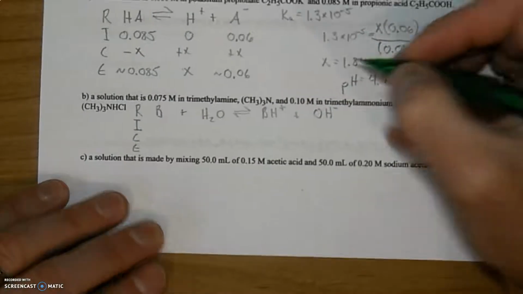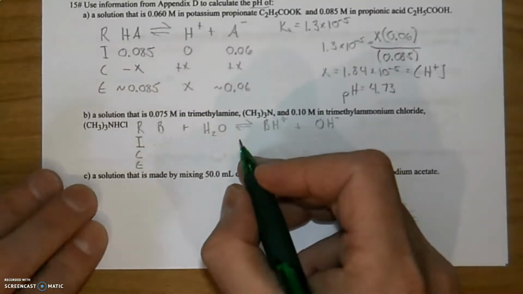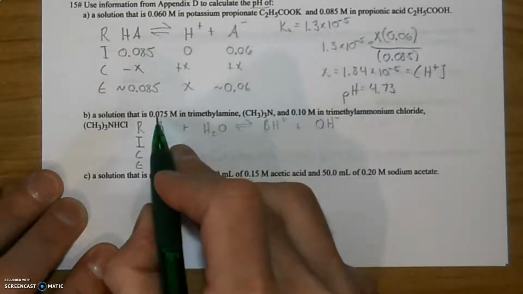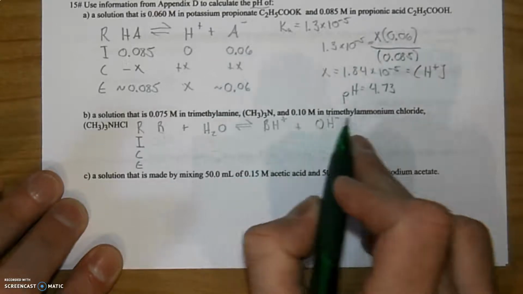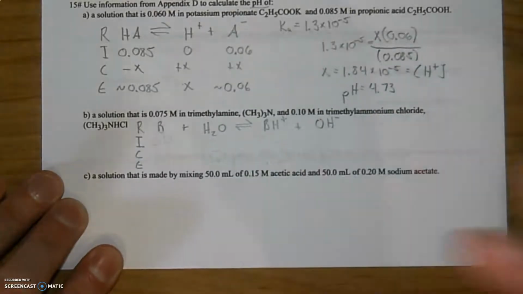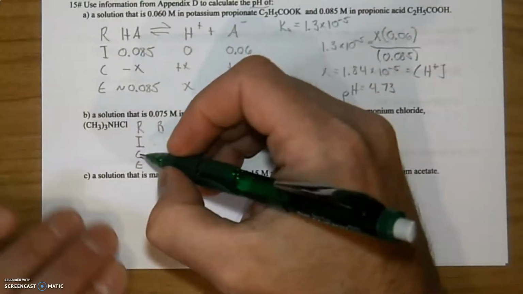Okay, so starting off, as far as the values that are given here, we have 0.075 for the base and 0.10 for the conjugate acid, or the remaining acid. So let's go ahead and just plug those values in.